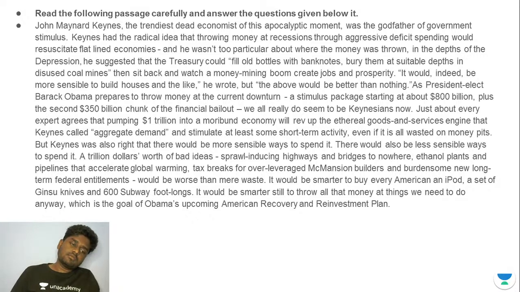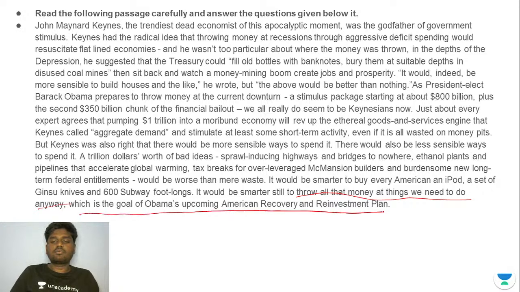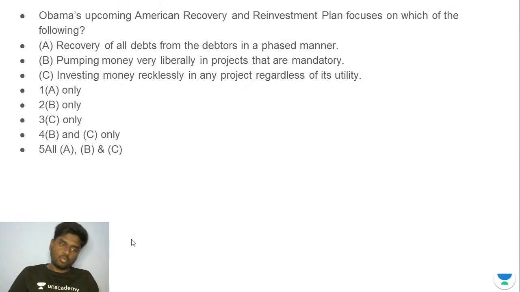As they mentioned here, if you try to address the last part of this paragraph, it would be, his plan is, it would be smarter still to throw all that money at things we need to do anyway. They are talking about the mandatory things, which is the goal of Obama's upcoming American recovery and reinvestment plan. So I would say the most flexible option for the given question, the plan for American recovery and reinvestment, is option B, only B.